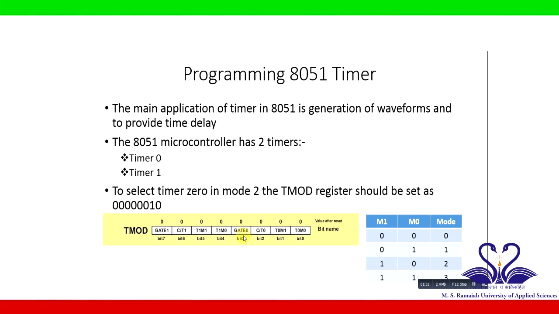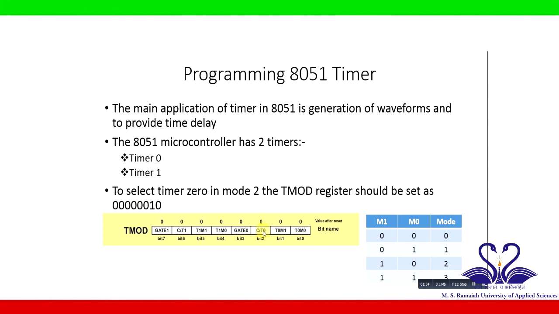The gate bit is set to be 0 here, because if the gate bit is set to be 0, it means that it is software controlled. That is, the timer program, whatever we are doing, that is software control here. That's why the gate bit is taken to be 0. Suppose if it is 1, it means that it is hardware controlled.